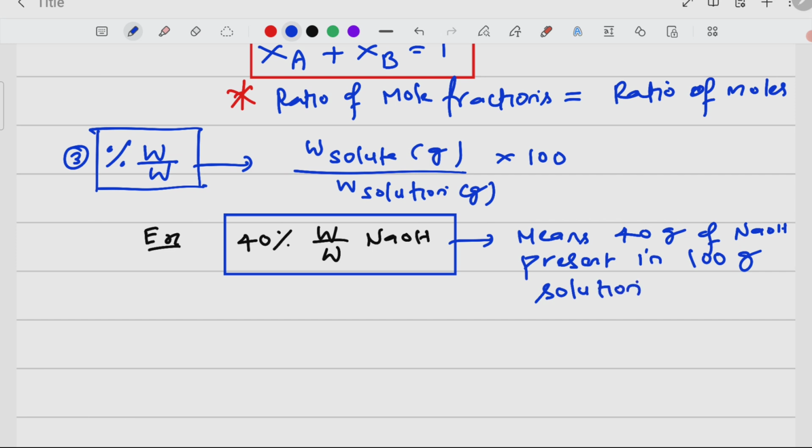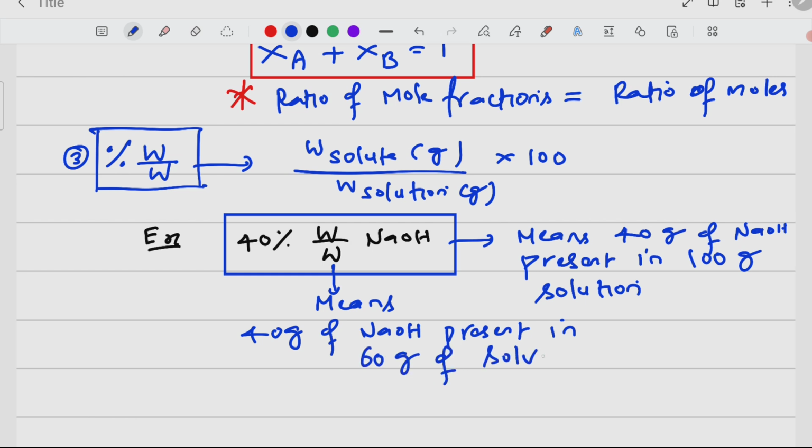40 grams of NaOH present in 100 grams of solution. Or you can analyze the statement as 40 grams of NaOH present in 60 grams of solvent. Anyway, you can analyze based on the given question, in any way. That is percentage weight by weight.